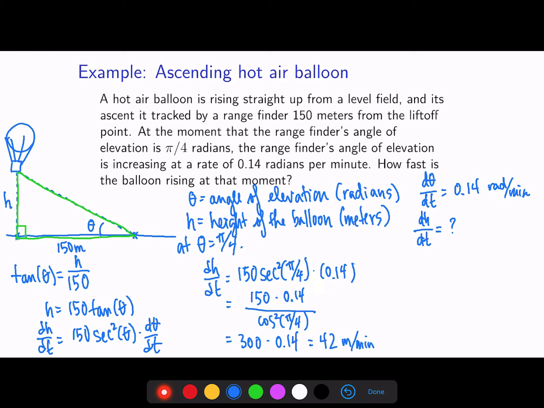So our final answer is the balloon is ascending at a rate of 42 meters per minute. And there we have the answer.